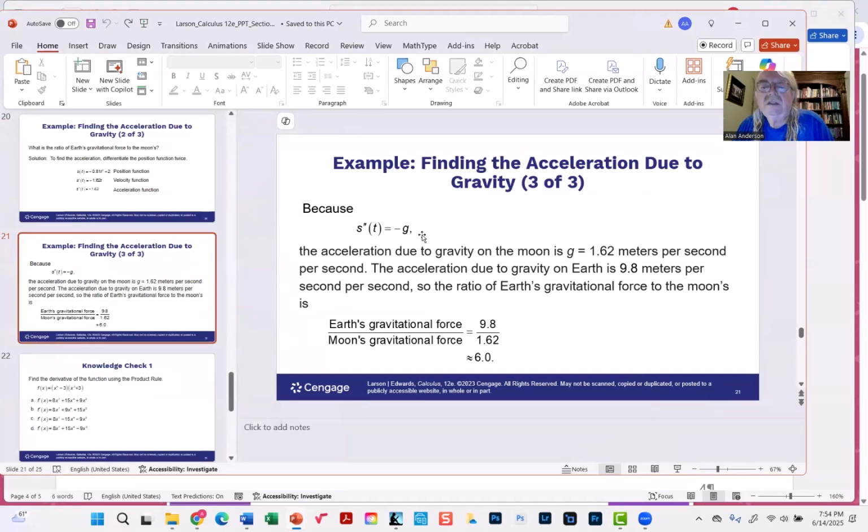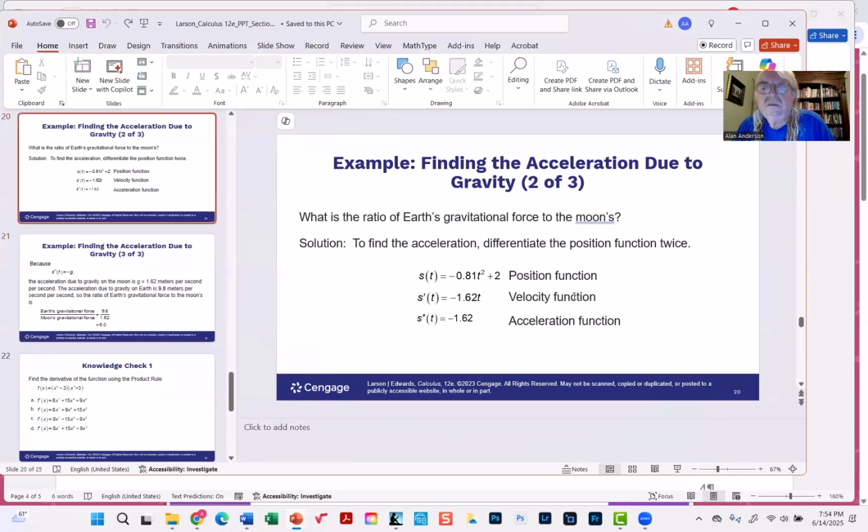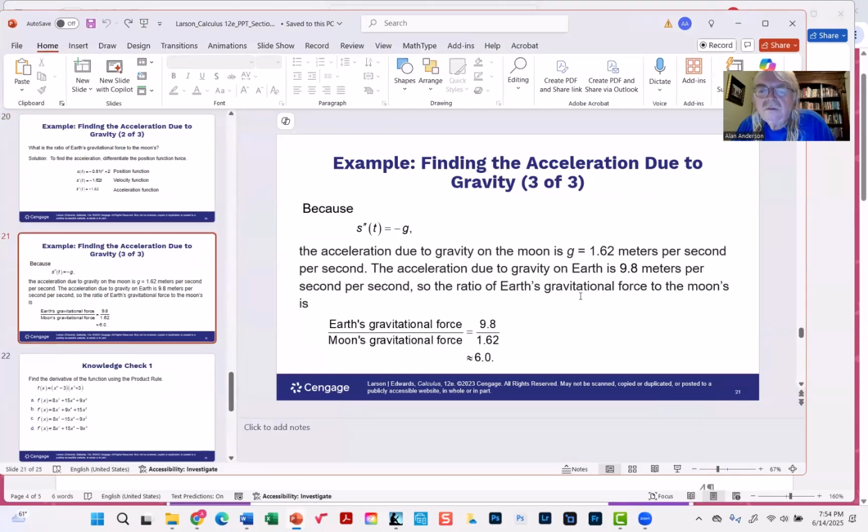Now they're also telling us, okay, what is the ratio of Earth's gravitational force to the moon's? Huh. Well, I don't know where they got that from. I guess we'll have to take their word for it. s double prime of t is negative g, the gravitational constant. And that's, of course, different on every planet and on every moon throughout the solar system. So it looks like it's the ratio of 9.8 to 1.62, because, of course, on the moon, there's hardly any gravity.